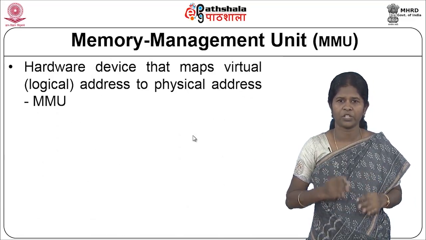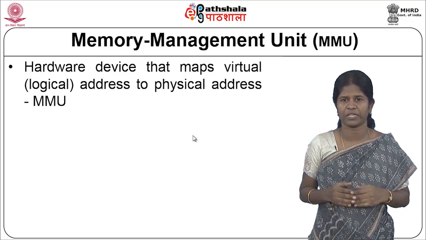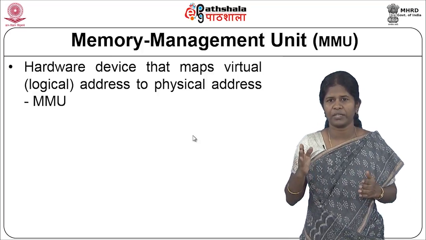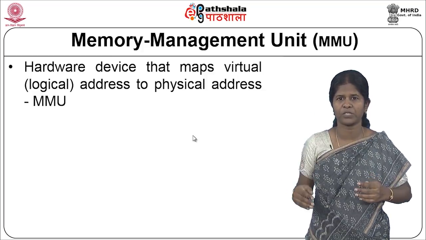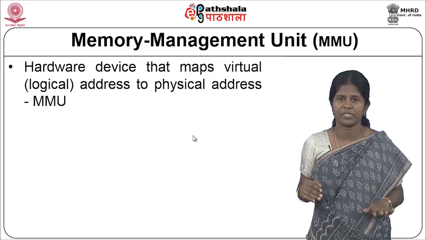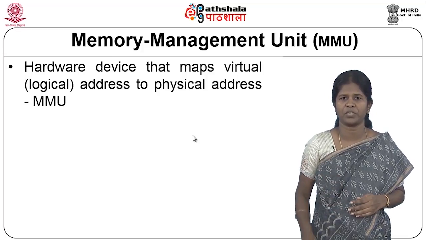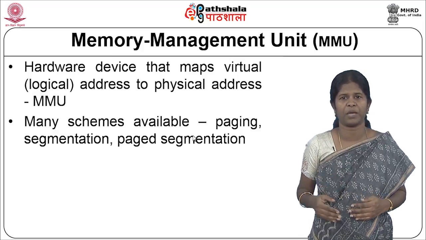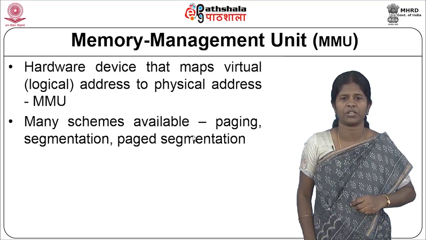So, now there should be some hardware device that will map the logical address to the physical address. If the logical address and the physical address are different, then there should be some conversion done from this relative address that is related to that process, which is the logical address, to the physical address where it is exactly placed in the main memory. So, this is done by a memory management unit, and there are many schemes available for doing this memory management, like paging, segmentation and paged segmentation.